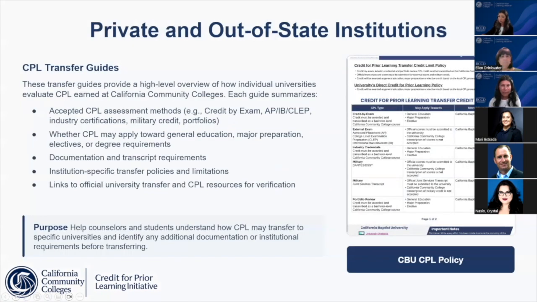This is what the guides look like. So it's a very broad guide that gives a very high-level overview of how the universities are going to either, one, evaluate CPL, or if they will accept transcribed CPL. So on these guides, you will see a list of the accepted CPL assessments that they will take, whether or not the CPL can apply to GE, major, electives, or degree requirements, if they need any type of documentation or transcript, and then any specific policies towards that institution will also be on this guide as well. There are also links to the university transfer and CPL resources so that you can get further information as well.